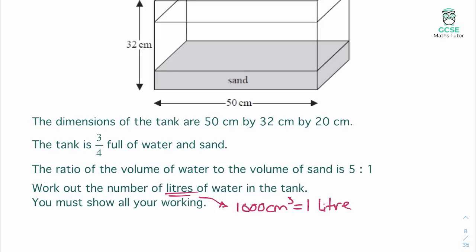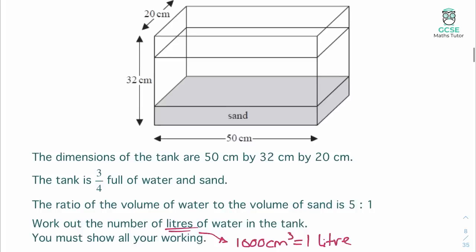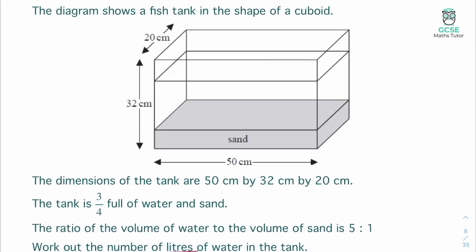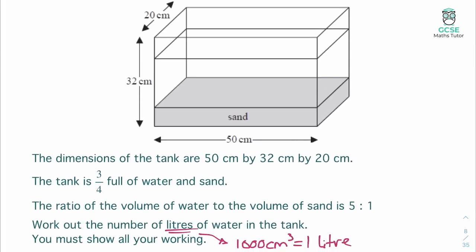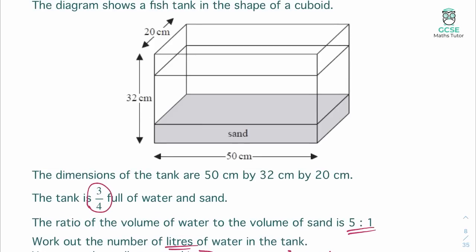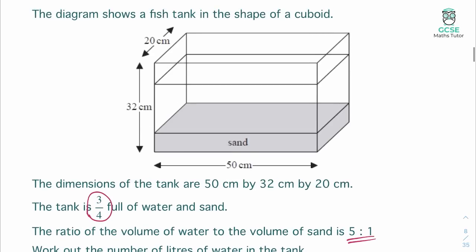Right, so working out the volume then, how could we approach this? Well, we could work out the volume of the whole cuboid, which would be 50 times 32 times 20. We could then do 3/4 of that to get the water and sand, and then split it in the ratio 5:1. That seems like it's a logical way to do it. Is there another way though? Because actually that's going to be quite a big number. We're not using a calculator. What we could do actually is work out 3/4 of the height.